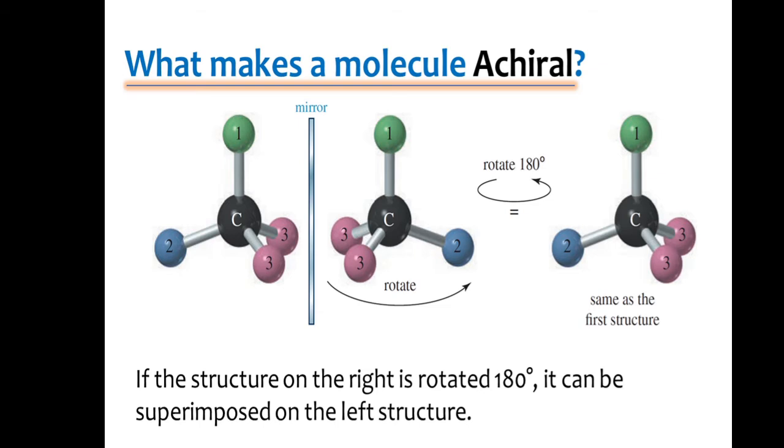So what makes a molecule achiral? This example we already discussed. In this case, the carbon is connected with four groups, but among these, 3 are the same. When we take the image of this molecule and rotate it 180 degrees, the image is the same as the first structure. So these 2 structures are superimposable on each other, so this molecule can be considered achiral.